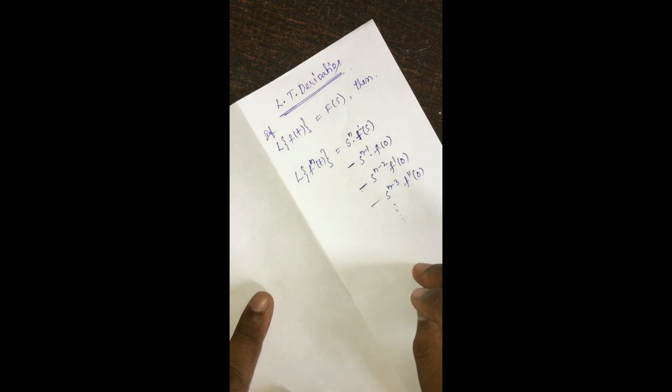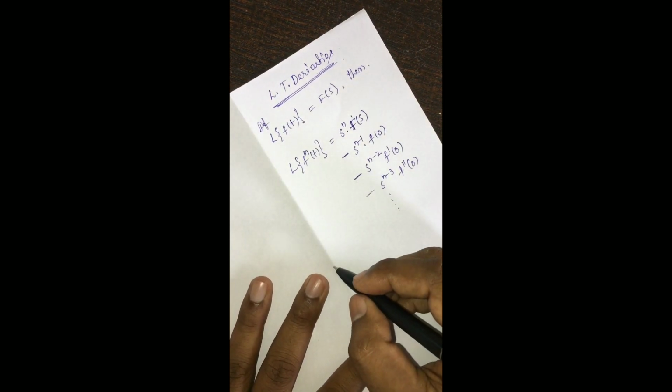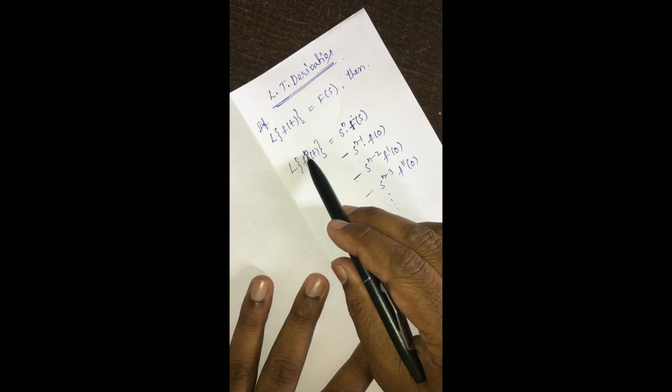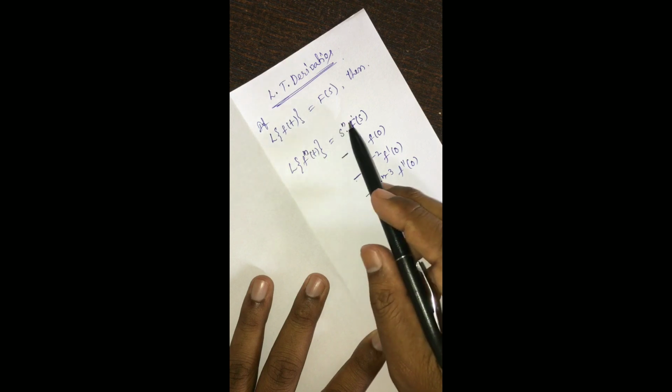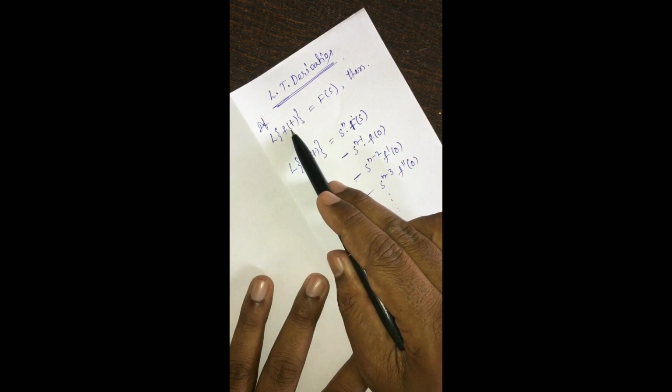null. We keep expanding until we get null, that is, until there is no further expansion. So this is the basic formula. In this, n is the number of times of differentiation. Here f of s is nothing but the Laplace transform of f of t.